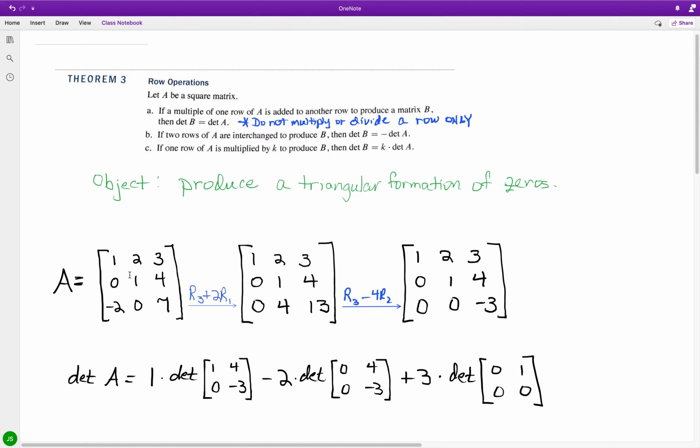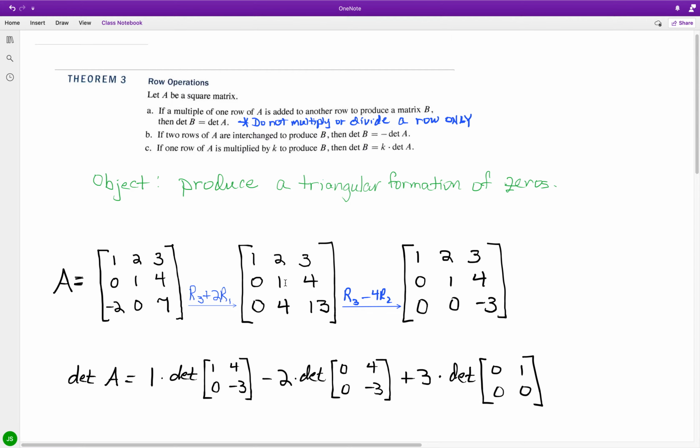So for the first column we have 1 and 0. If we make the negative 2 into a 0, so that underneath the 1 we have zeros, to convert this negative 2 to a 0, I can take the third row elements and add 2 times the first row elements. So the third row becomes 0, 4, and 13. And if you notice, the first pivot position is in the upper left-hand corner, and going diagonally, the next one is the second pivot position.